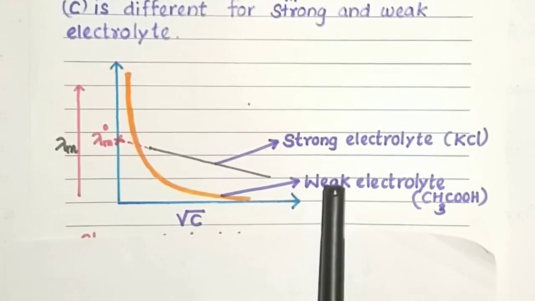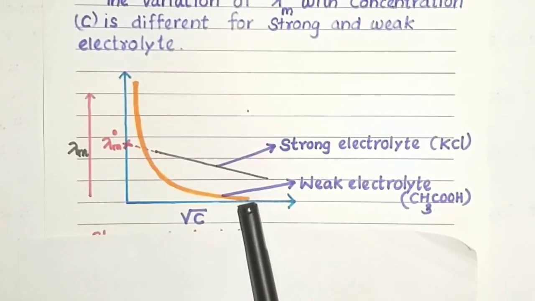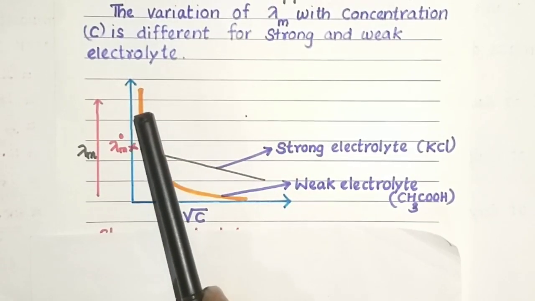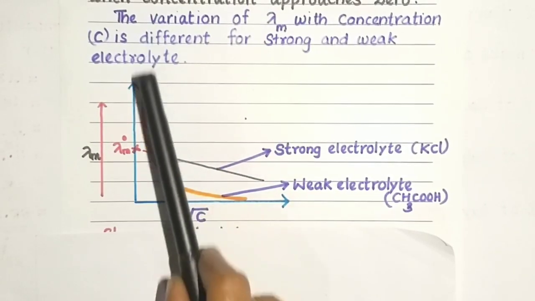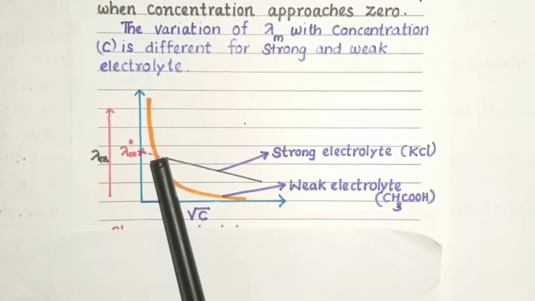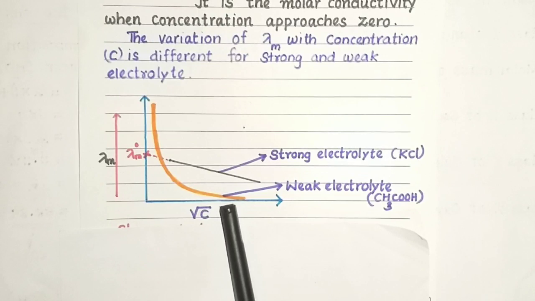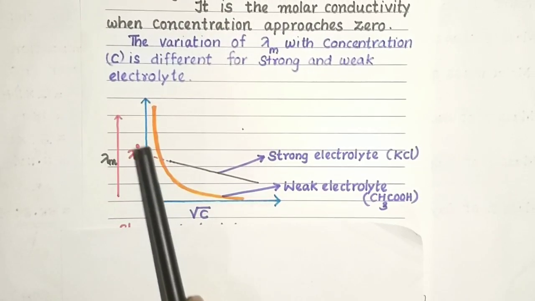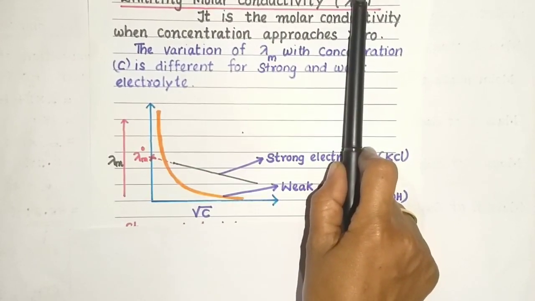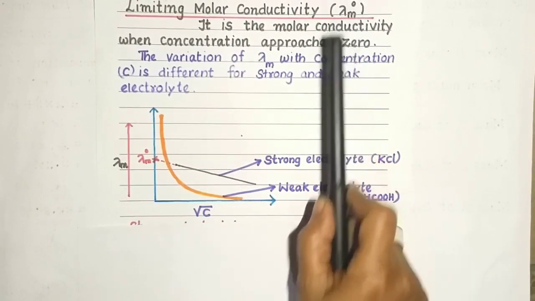But in the case of a weak electrolyte, it is not a straight line graph. It is a curved graph. So, on extrapolating this graph, it cannot touch the y-axis. So, the lambda m 0 cannot be calculated from the graphical representation. So, next we move on to Kohlrausch's law of independent migration of ions. From this, we can calculate the limiting molar conductivity lambda m 0 for a weak electrolyte. This Kohlrausch's law is very important from the board exam point of view.